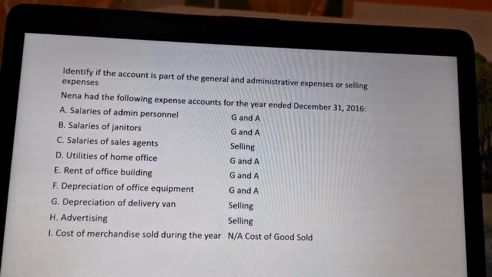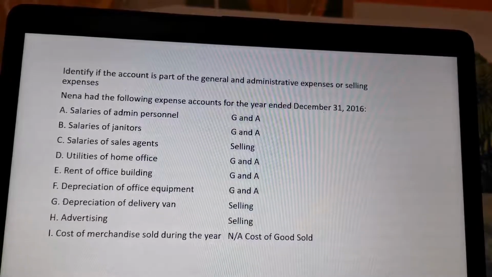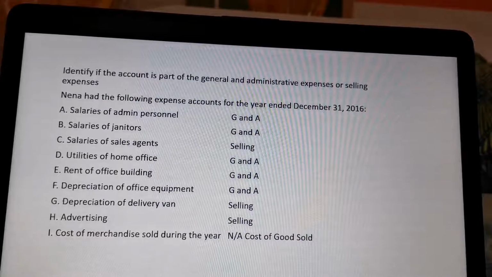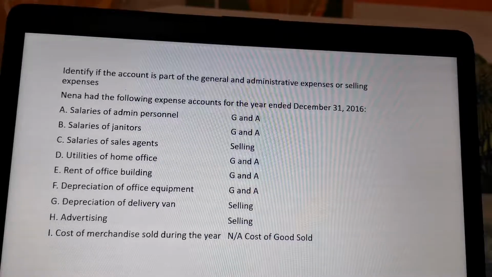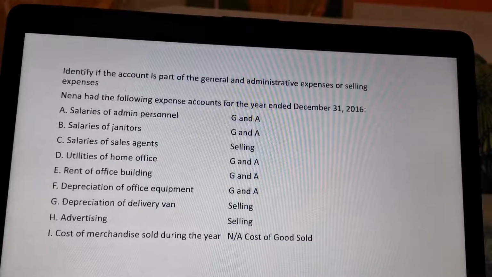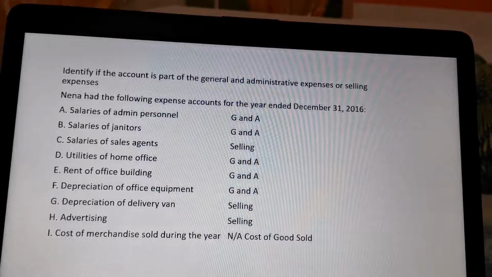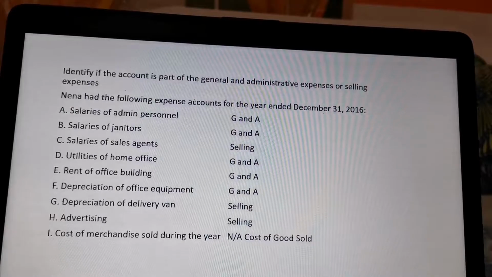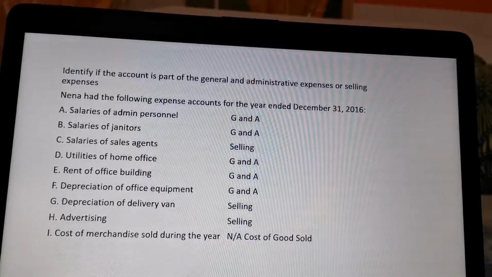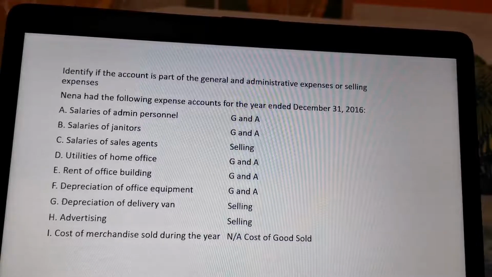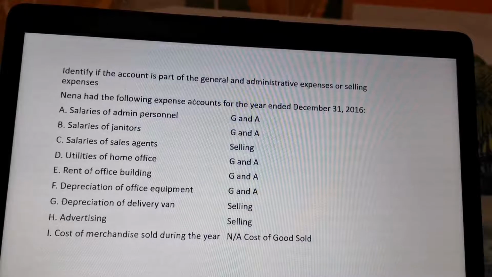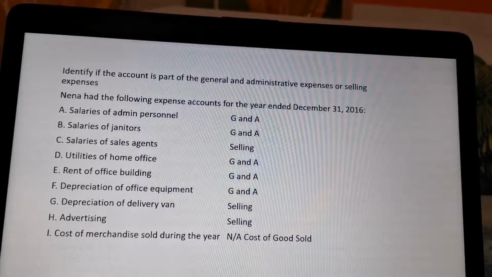Ayan. So now, we will answer your module. Ito ay determine natin kung isa siyang general and administrative expenses or selling expenses. So now, let's go with salaries of admin personnel. When you say salary of admin personnel, ayan, general and administrative expenses yan. Same as yung salary ng janitor natin. Next ay salaries of sales agent. Siyempre, it is directly related to sales, so selling expenses siya.